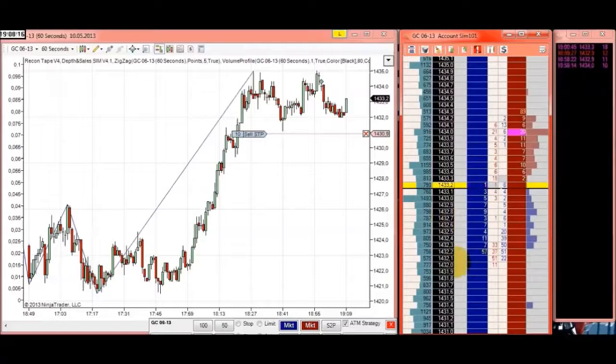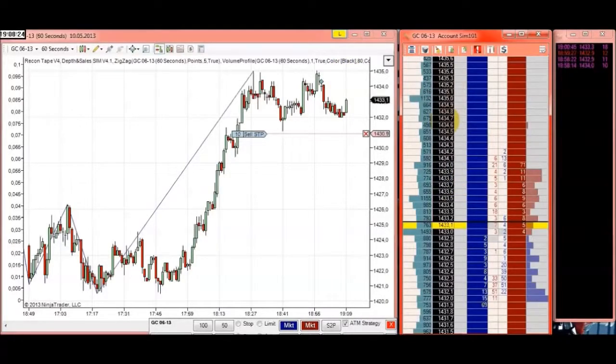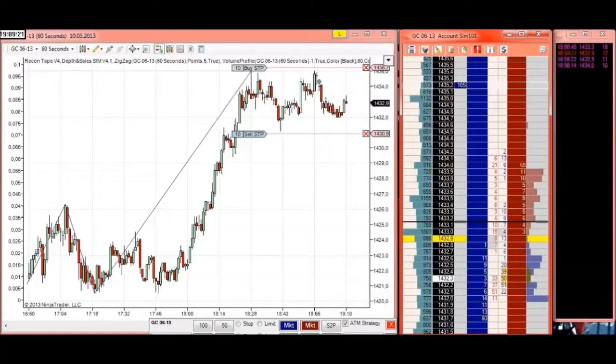Looks like we are moving away from potential entries. There is a good entry here, 350, so it will be 35.2 for me. 35.2. Let's see which one hits first. So let me come back when we get near one of those levels.